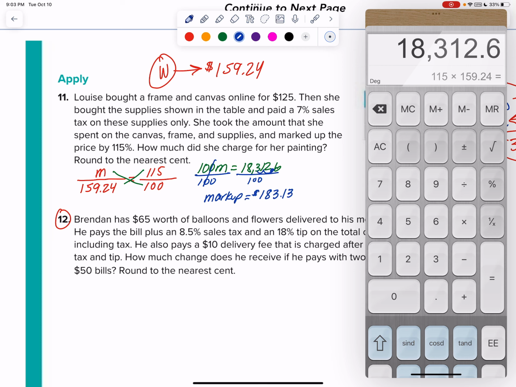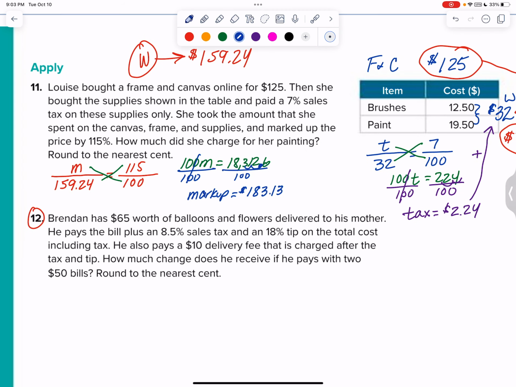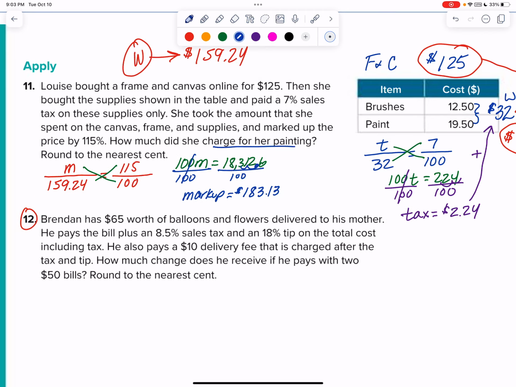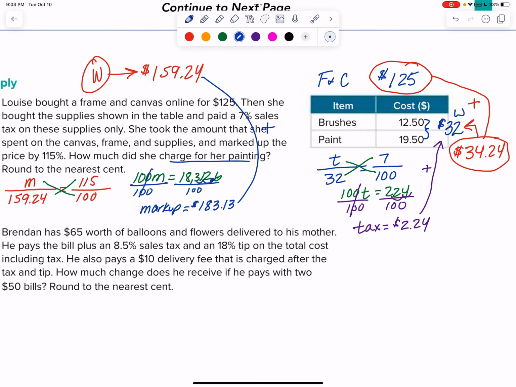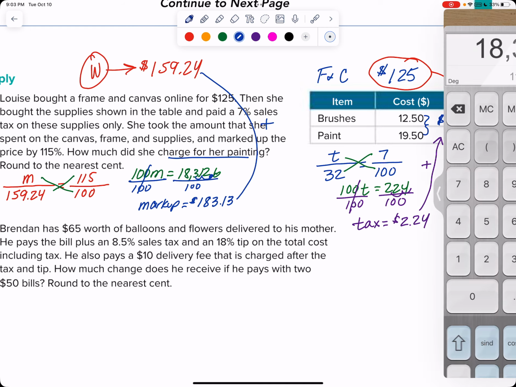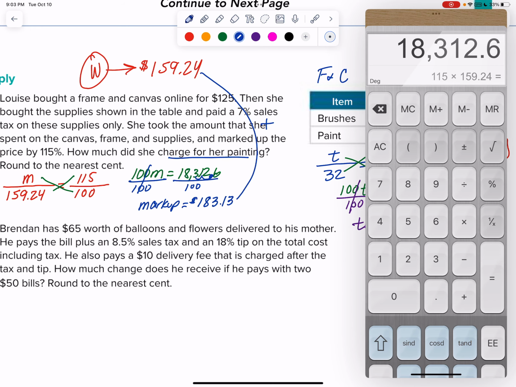Okay, and so there we go there. So there's my markup amount. And it says how much did she charge for painting? If she marked it up $183.13, well, let's take our markup, add it to our wholesale cost. Look at the profit she's making if she's increasing her price by 115%. So it's more than 100. It's 100% plus a little bit more. That's why it's more than 159.